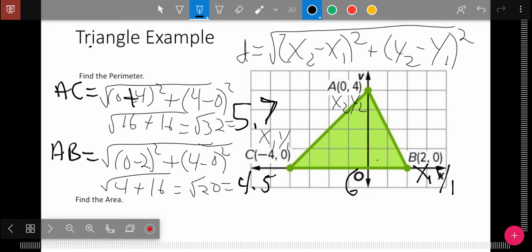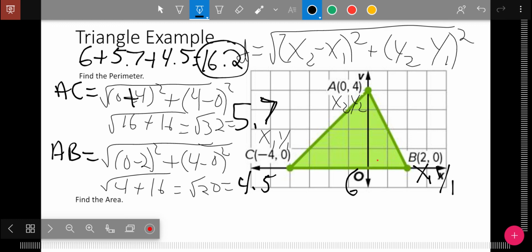So I have three sides, 6 plus 5.7 plus 4.5, right? And that totals out to 6 plus 5.7 is 11.7 plus 4.5 is 16.2 units for my perimeter.